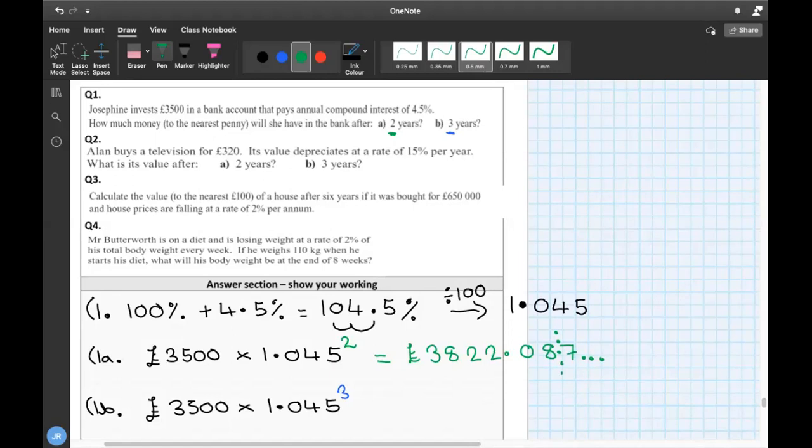This 7 is a 5 and above, which means we'll give the 8 a shove. So our final answer there, once we've rounded it, is going to be 3,822.09 or £3,822.09. Okay.